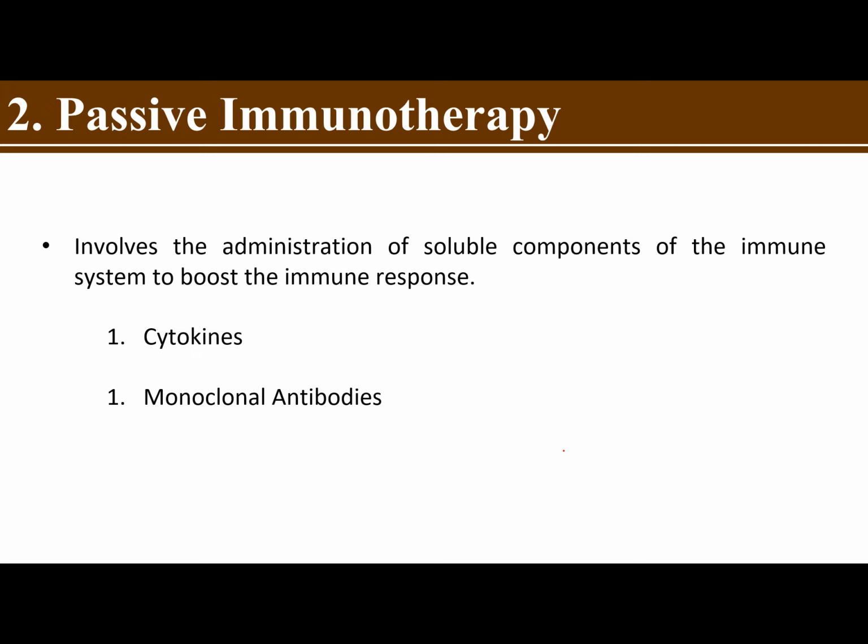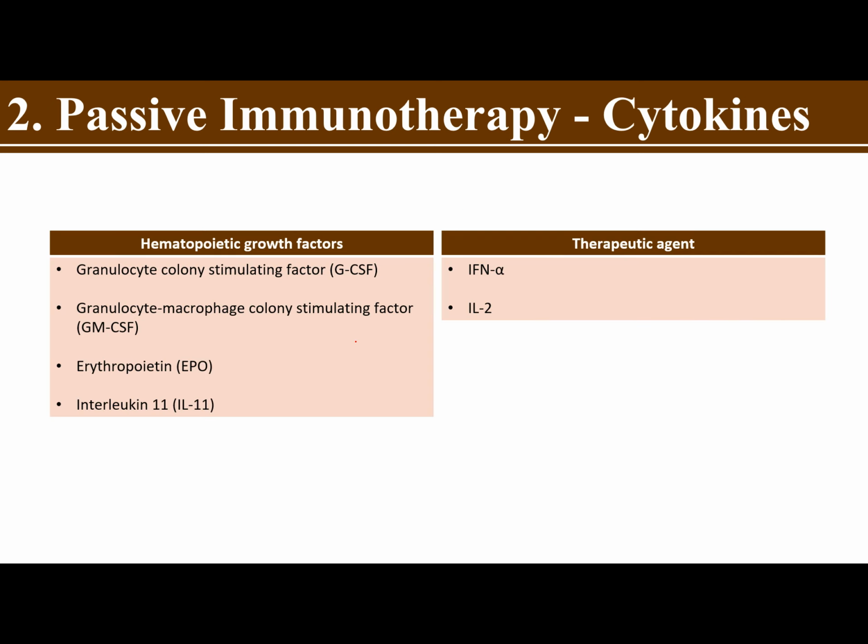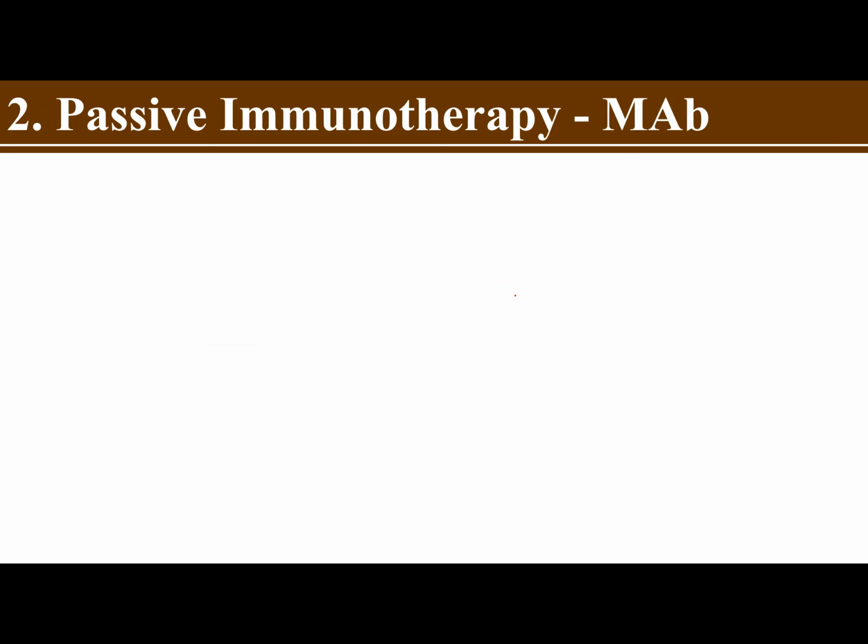In passive immunotherapy, you would administer soluble components of the immune system to boost the immune response. So this time, class, you're going to introduce to the body artificial immune components such as your cytokines, monoclonal antibodies. Others would include hematopoietic growth factors, your GCSF, GMCSF, erythropoietin, interleukin 11, interferon alpha, and interleukin 2.